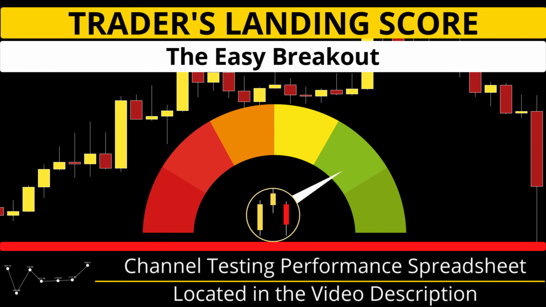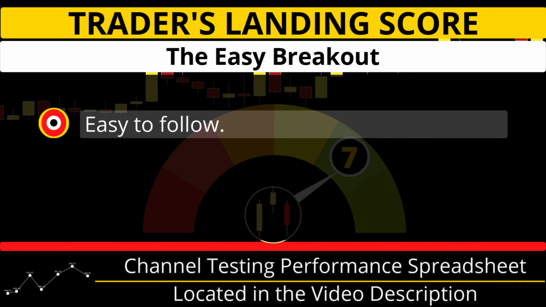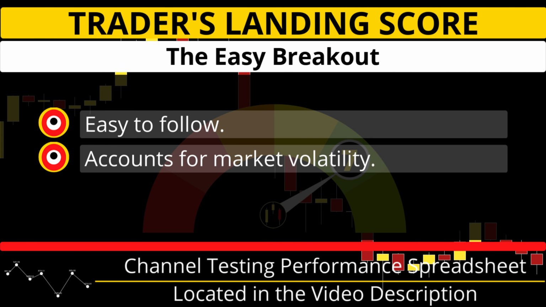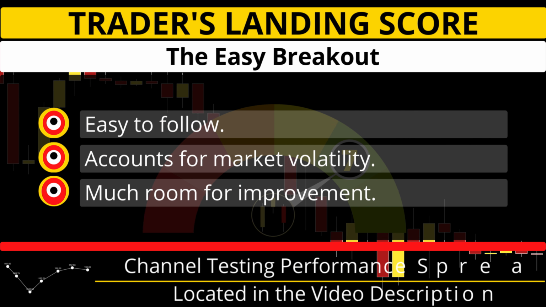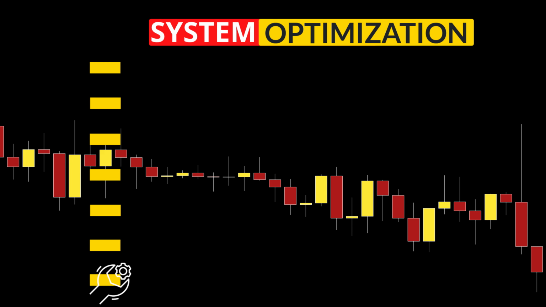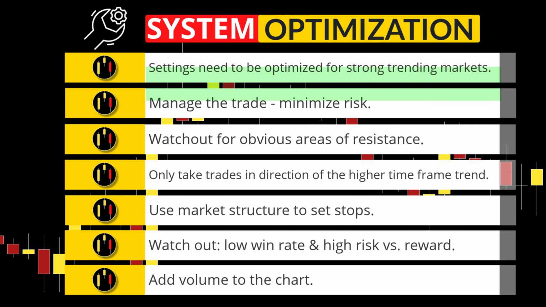I give this system a Trader's Landing score of 7. Because while this system is extremely easy to follow, accounts for previous market volatility to a certain degree, there is a lot of headroom for improvement. Remember, the enemy of great is good. I have 7 ideas on how we can improve this system.